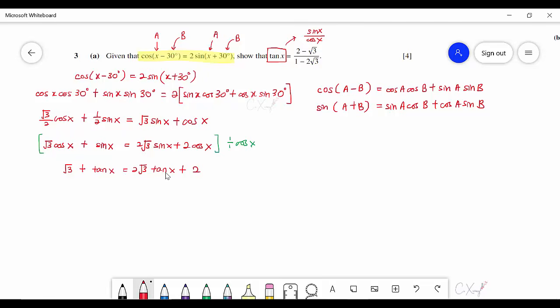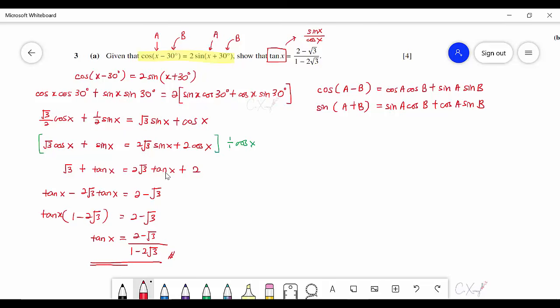Okay, and now I will want to group all the tangent x to one side. So I'm having tangent x minus 2 square root 3 tangent x equals to 2 minus square root 3. So from here, you can take out the tangent x. And I think you can see the answer very clearly already. So if you move all the value to one side, you will exactly get what they want you to prove here. All right, so this is how we actually prove it.